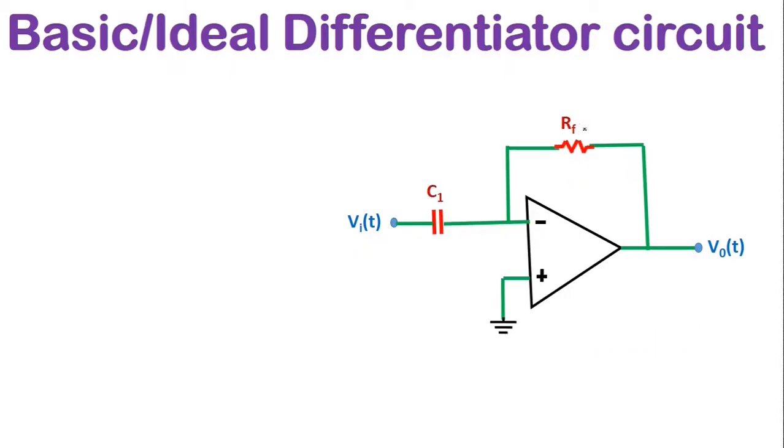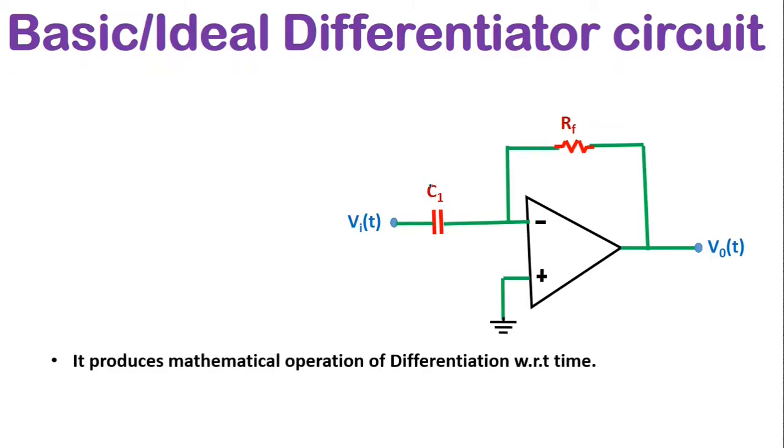So this is the ideal differentiator circuit. In this we have resistance RF in the feedback, and in the input side of the operational amplifier we have a capacitor C1. The differentiator circuit performs the mathematical operation of differentiation on the input voltage, and the output will be the derivative of the input signal. That means the differentiator produces the mathematical operation of differentiation with respect to time.